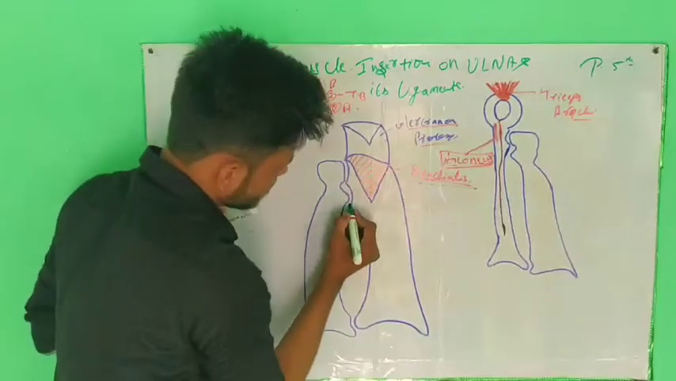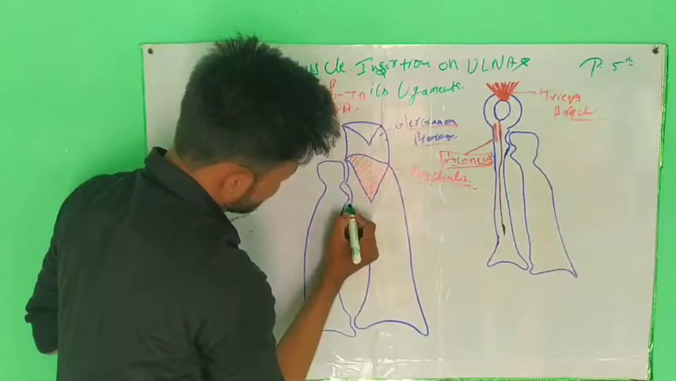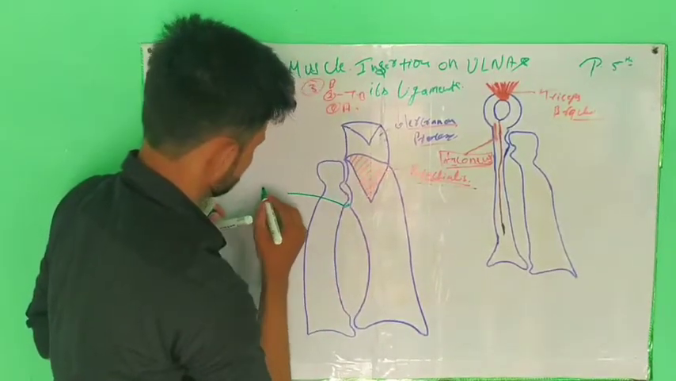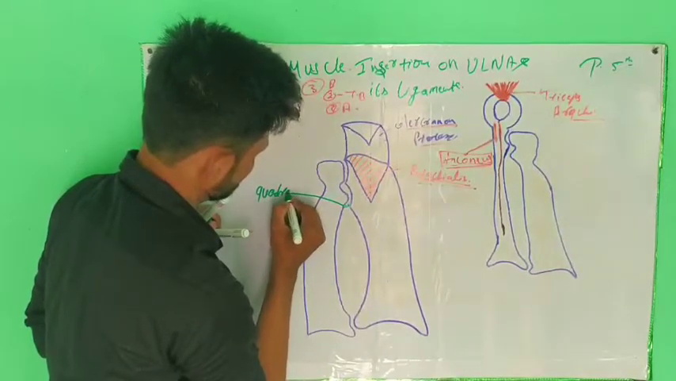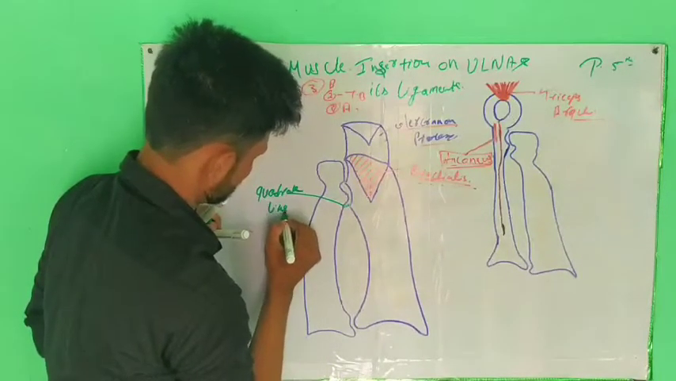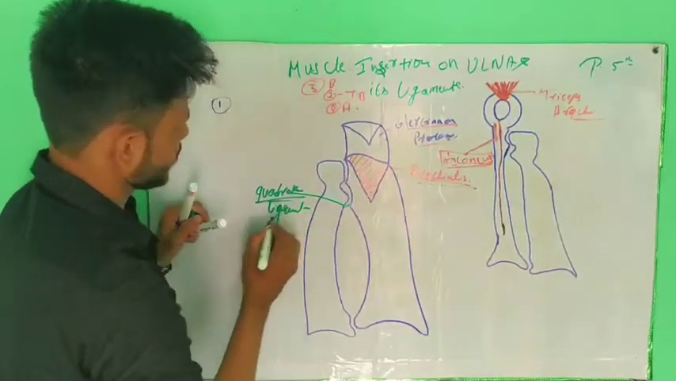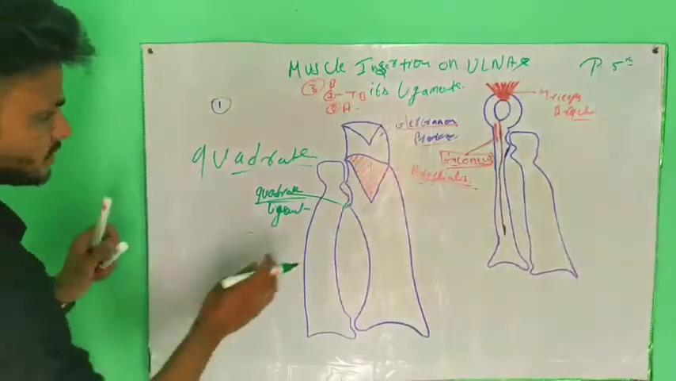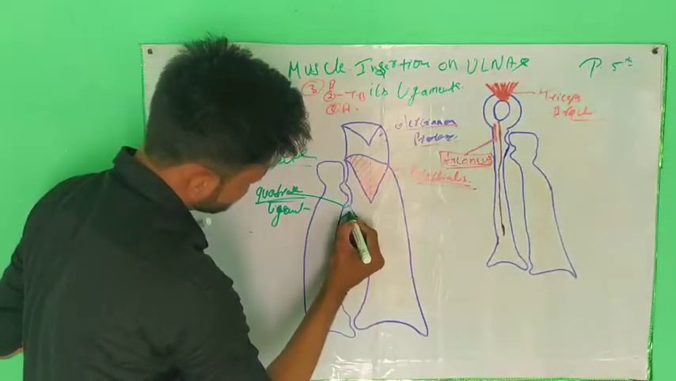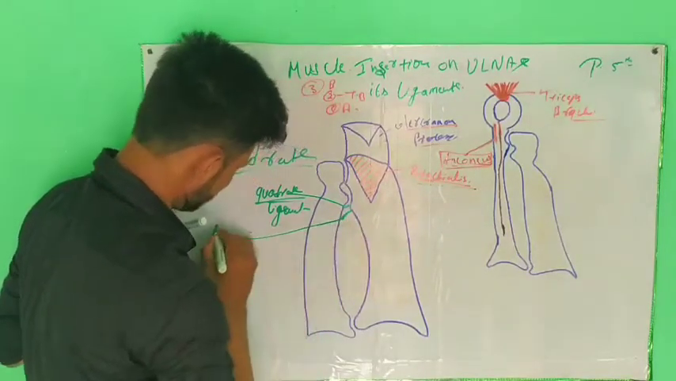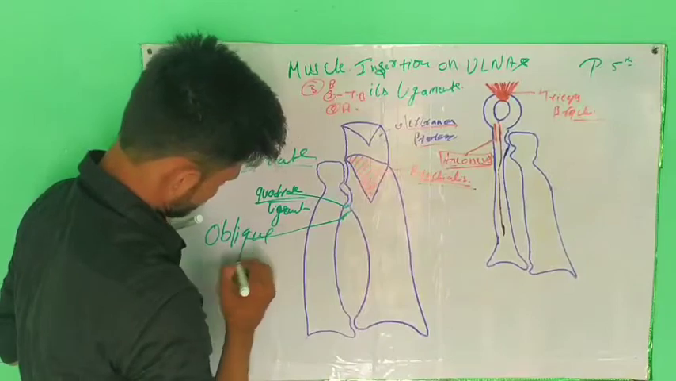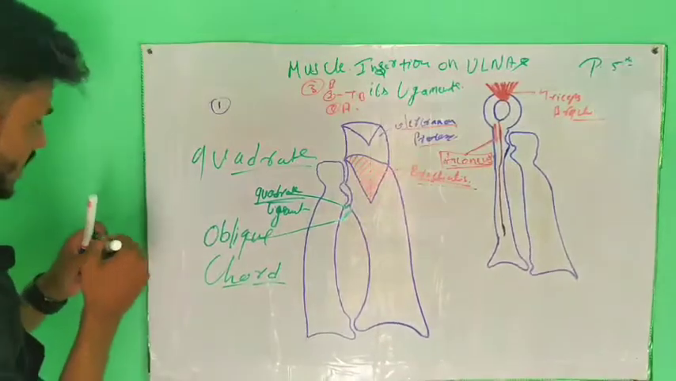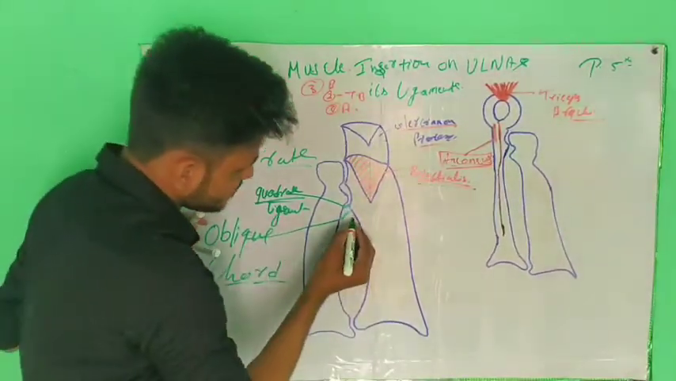The first ligament, which is attached with the ulna and radius on the upper end, is called the quadrate ligament. Below the quadrate ligament there is a cord. This cord is called the oblique cord. Below the oblique cord there is a membrane.